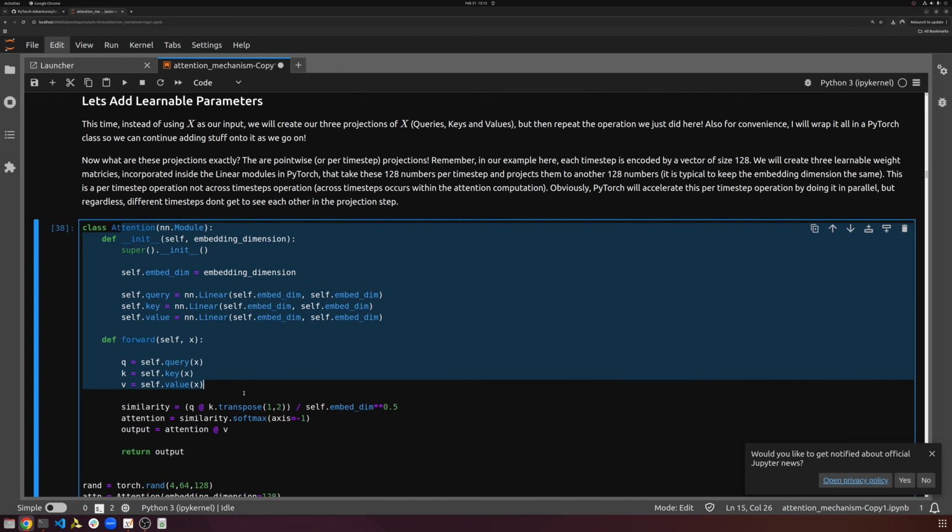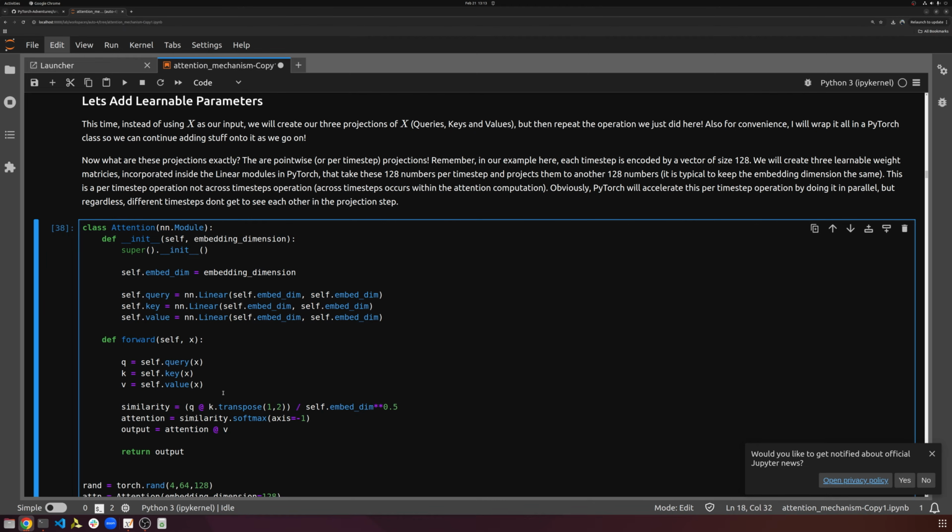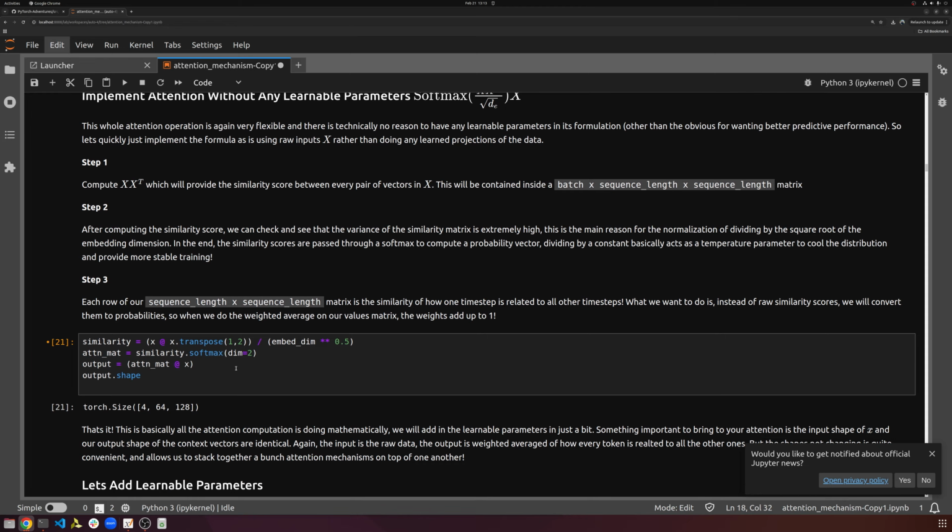So this is known as a single head of attention because we did this attention computation once. So I hope this makes sense, right? So again, this looks identical, right?